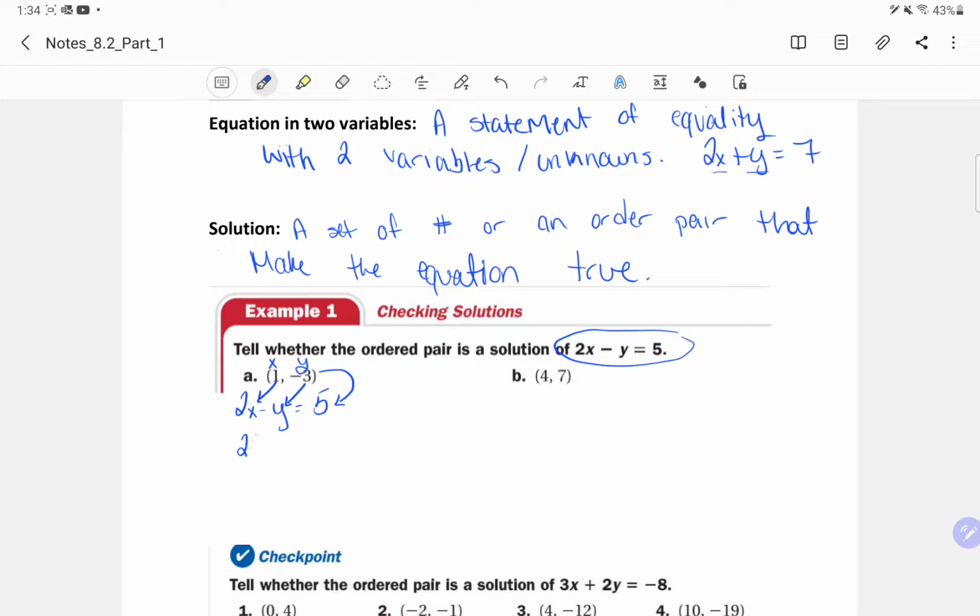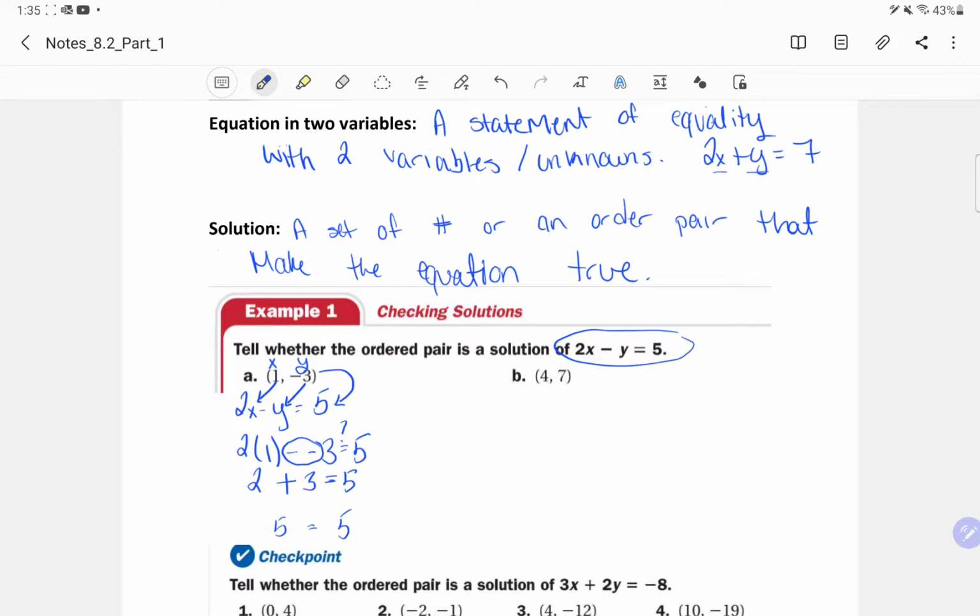So this will become 2 times 1, because a number next to a variable means multiply, minus the y gets replaced with the -3. So we end up with a double negative sign here. Okay, and then we still have 5 over here. We haven't touched that. 2 times 1 is just 2. The double negative needs simplified into an addition sign, and then we have our 3 still. Alright, 2 plus 3 is 5. 5 is equal to 5.